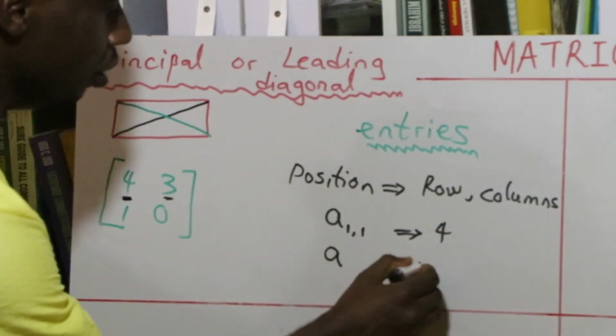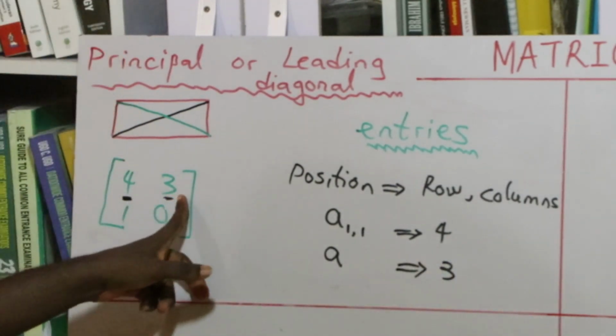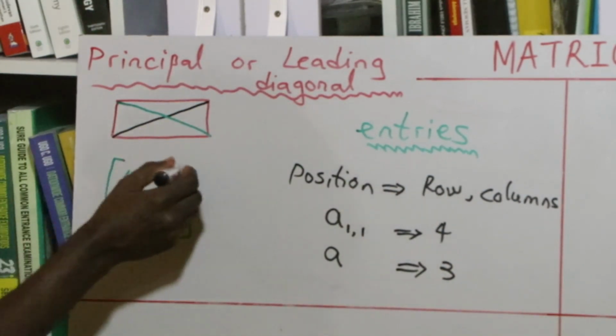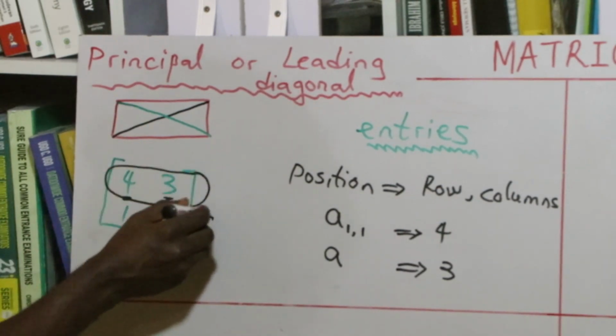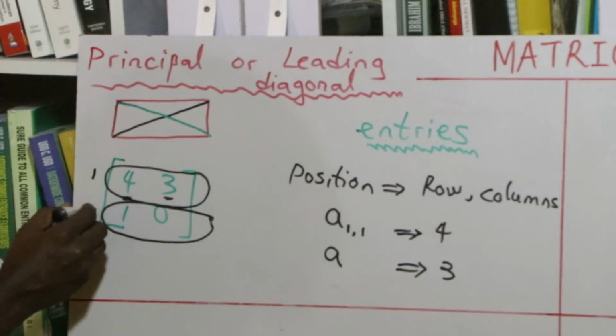We're trying to look for the position of entry 3. Entry 3 belongs to row 1. How do I know it belongs to row 1? I can quickly do this. This is the first row and this is the second row. Let me just label it 1 and 2.